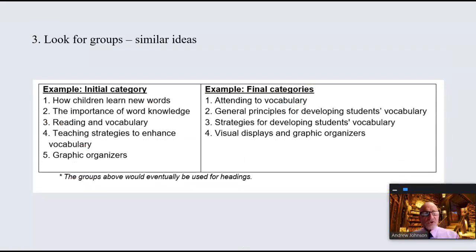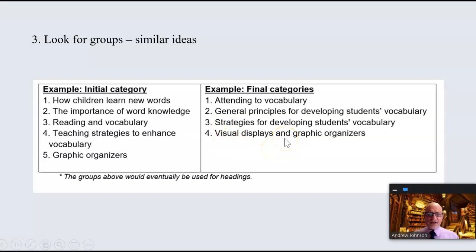Step 2, you're looking for groups of similar ideas or similar concepts, related ideas. Now, this does not mean that you're stuck in time. These were my initial concepts. I was doing an article on vocabulary here. These were my initial concepts as I started, as I thought about it. But as I began reviewing my notes, those initial categories evolved, and allow that to happen.